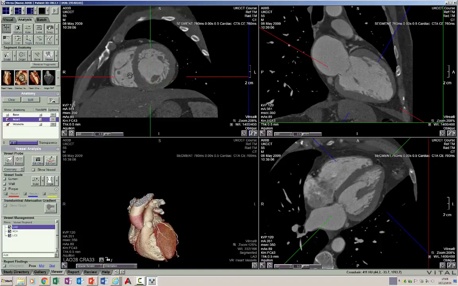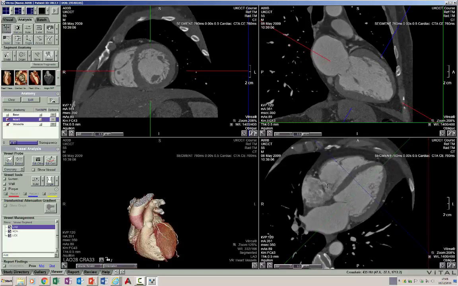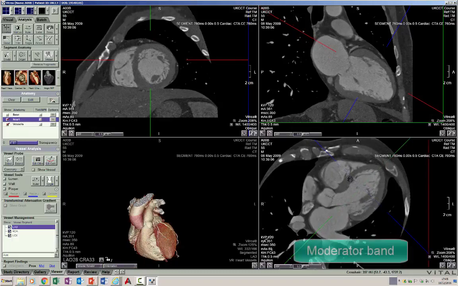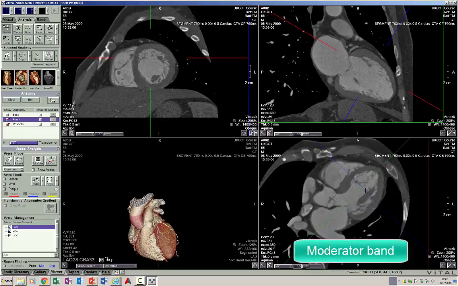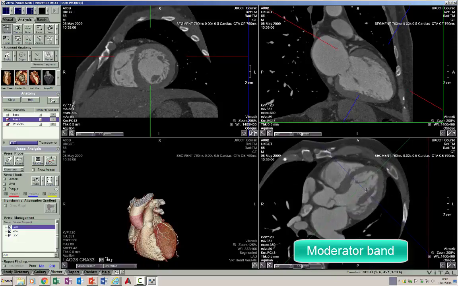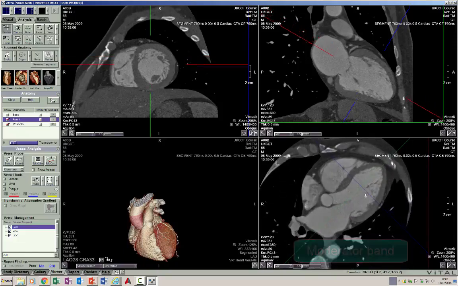Now some of these trabeculations pass from the interventricular septum to the anterior free wall of the right ventricle. One of these, which is the largest one, is also called the moderator band. So if we go up, perhaps you'll see it here, that's called the moderator band. The moderator band is one of the morphological features of the right ventricle.